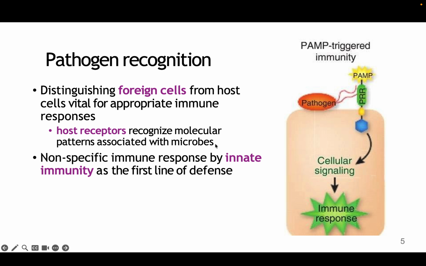And we're going to talk a lot about different types of patterns and different types of host receptors. So literally a pathogen comes in and through certain molecular patterns that it has, the innate immune cell is able to detect it and recognize that, hey, this is something foreign. I need to kill it.